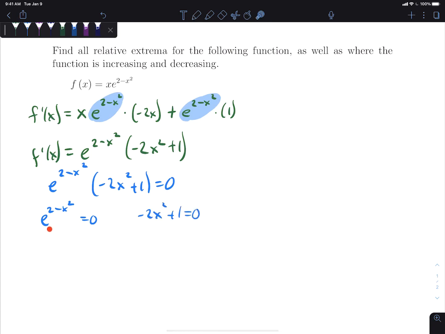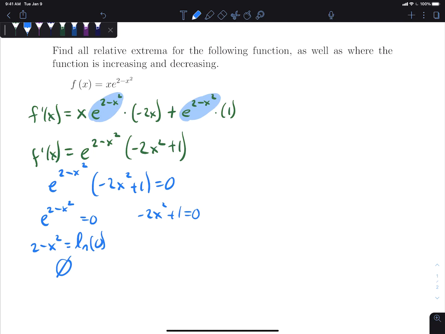Over here, one thing you should know is that an exponential like this is never equal to 0. No matter what the exponent is, it doesn't matter. Now, if you wanted to, you could go ahead and solve this as 2 minus x squared equals the natural log of 0. But here's the thing. You can't type in the natural log of 0. 0 is not in the domain of the logarithm. So this would produce no solution to this equation. So there are no critical numbers from that portion.